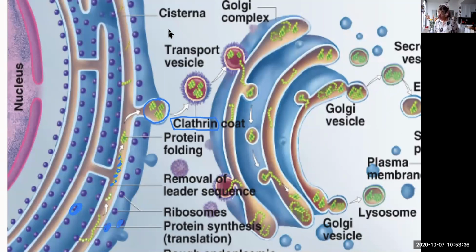Then the vesicle, this is the direction it's going here, fuses with the Golgi apparatus, or the Golgi complex as it's called here. Then within the Golgi complex, it does go through some modification. The modification may be the addition of a moiety, or it may be refolding. And then it buds off there.